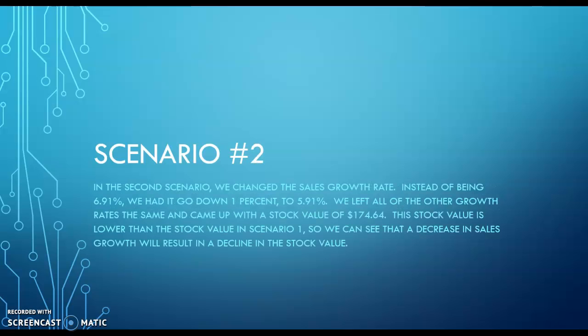For scenario number 2, we changed the sales growth rate. Instead of it being 6.91%, we had it go down 1% to 5.91%. And that left us with a stock value of $174.64, which is lower than the stock value in scenario 1, which could be due to a decrease in sales growth resulting in the decline of the stock value.